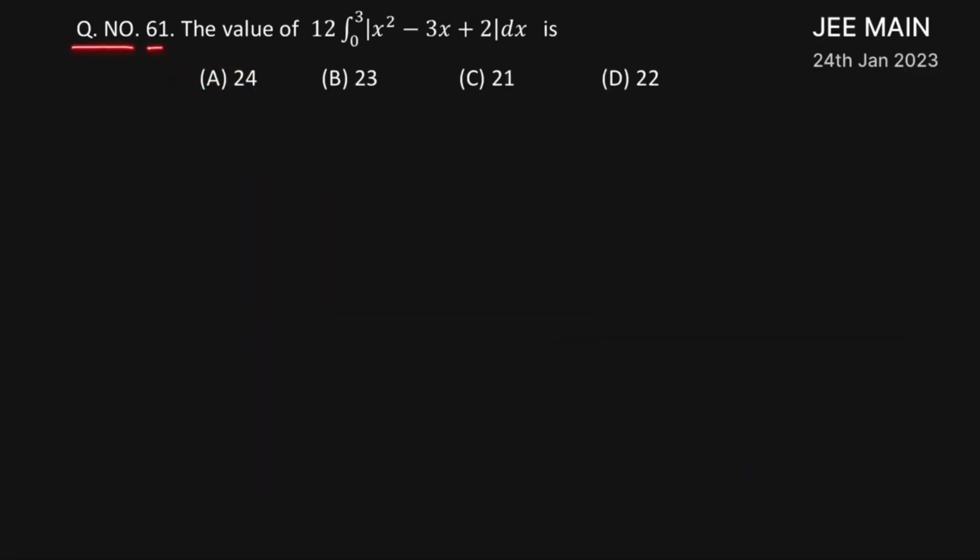Question number 61. We have to find the value of this, that is 12 integration of 0 to 3 modulus of x square minus 3x plus 2 whole dx. Let's see the solution of this question. So let we take I, which is equal to 12 integration of 0 to 3 modulus of x square minus 3x plus 2 whole dx.